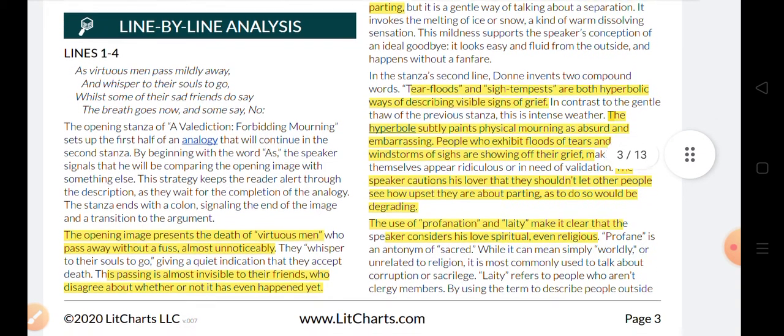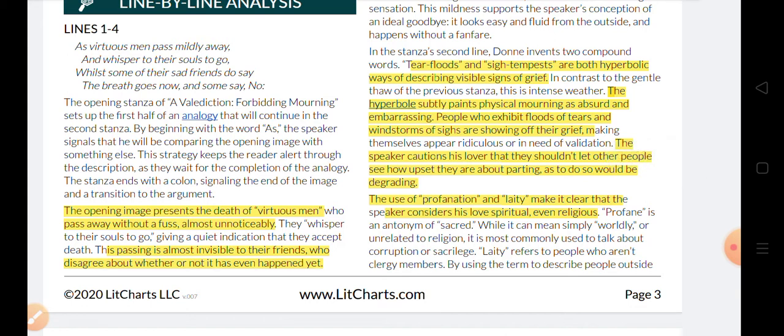And here he used hyperbole, with words like tear-floods and sigh-tempests, to describe the visible signs of grief practiced by ordinary lovers. Hyperbole subtly paints the physical mourning as absurd and embarrassing, and people who exhibit floods of tears and windstorms of sighs are showing off their grief, and the speaker does not want to show off this way.